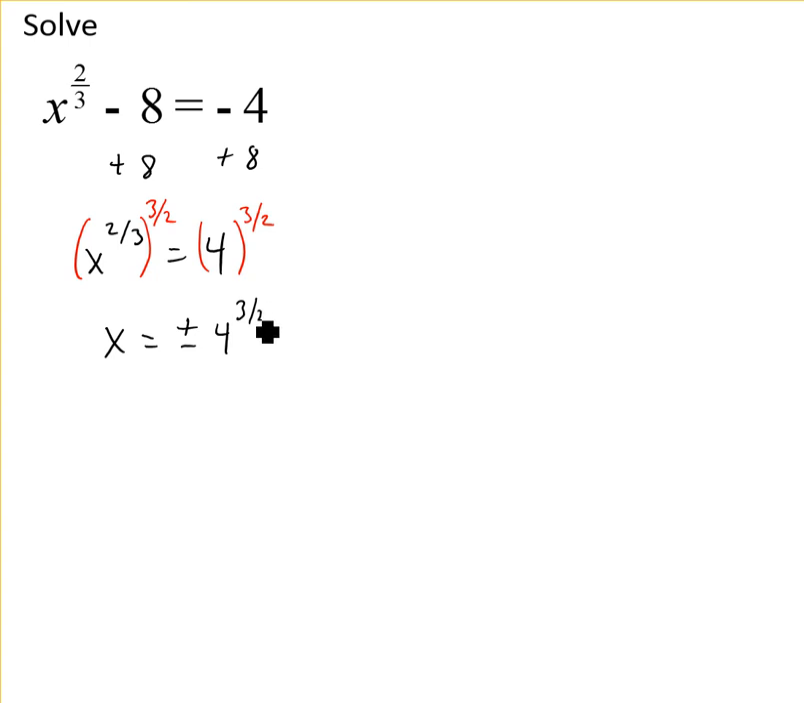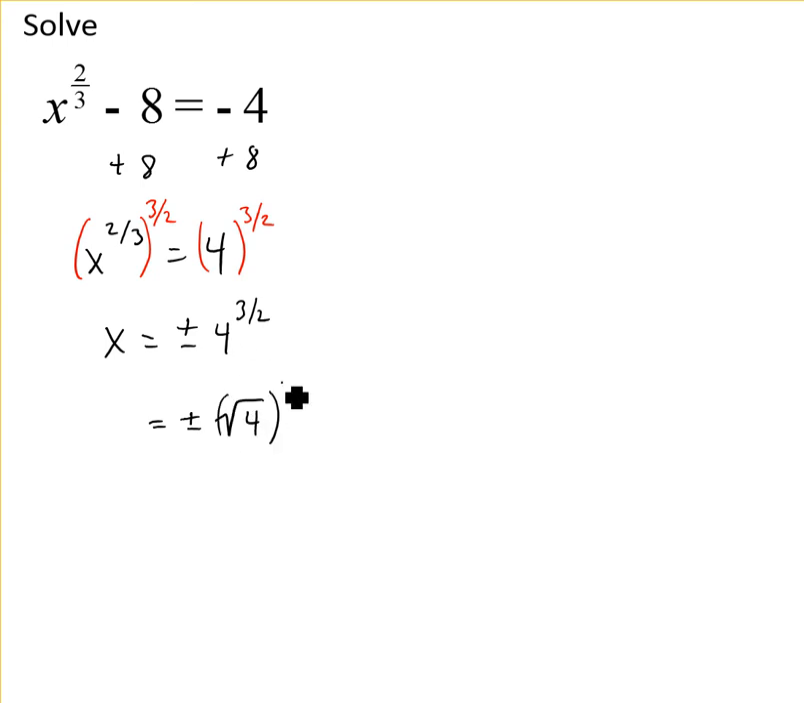Again, because of that denominator of 2, that means we're taking the square root of both sides, and anytime we do that, we get this plus or minus. So to evaluate 4 to the 3 over 2 power, we can go back to the radical form. So again, that's the square root of 4 to the third power.